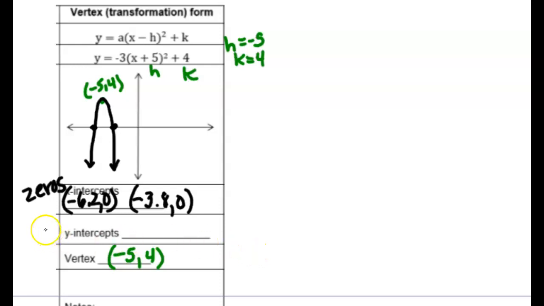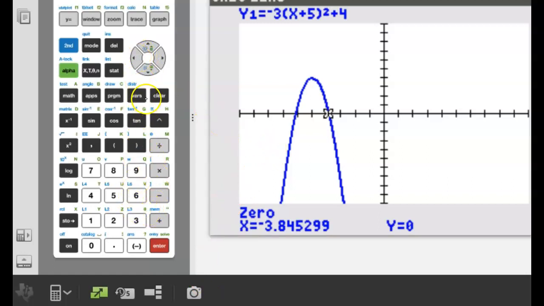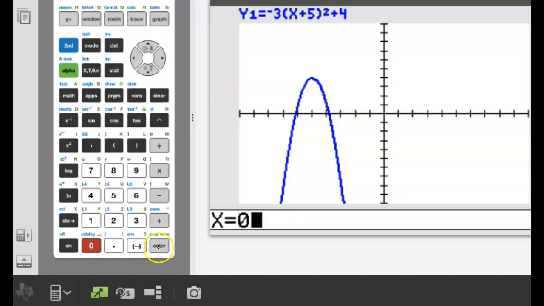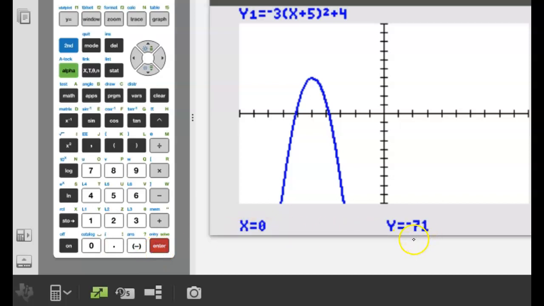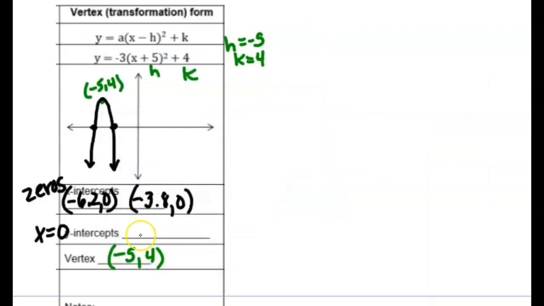The y-intercept, remember, you get when you put in x equals 0. So we could do that by hand, or since we graphed it anyway, you can just go trace up at the top here, trace, and then type a 0, enter, and it's clear down at -71. If I had done that by hand, when I put in a 0 plus 5, I would square it first and get 25 times negative 3 is negative 75, plus 4 is negative 71. Yep, that is not going to fit on my graph anytime soon.